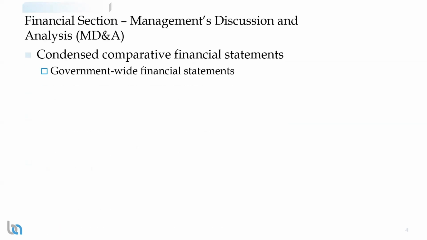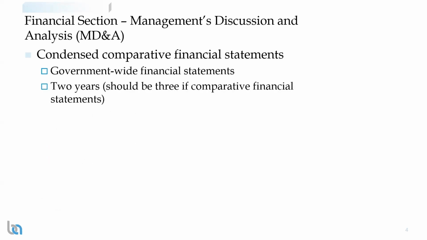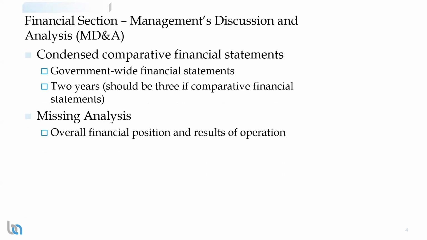Going over the MD&A, condensed comparative financial statement information is needed. This should be on the government-wide financial statements. You need at least 2 years, unless you have comparative financial statements, then you need 3 years of information. And as Matt mentioned, missing analysis is more the what rather than the why.